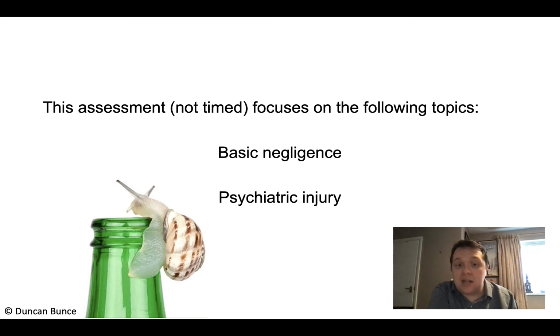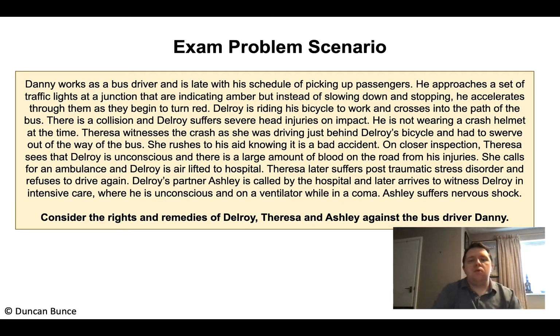But this covers basic negligence, which, if you recall, is duty of care, breach of that duty, and damage. In other words, you're proving causation, that the defendant caused the injury or the damage that the claimant actually suffered, and also psychiatric injury, which we're talking about primary and secondary victims. So here is a problem scenario that I've created myself, very typical to what you might find for an AQA 30 marks question. Please pause this video at any point, but I'm going to read through this now.